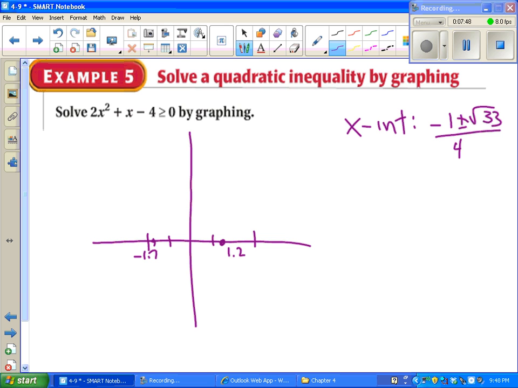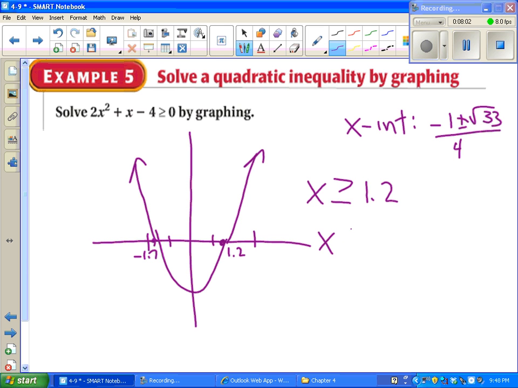We also know this parabola opens up, so I don't actually care about where the vertex is this time, since I just want to know where this whole parabola is positive. And it looks like it's positive whenever x is bigger than 1.2, or when x is less than or equal to -1.7. So we don't need to know exactly where the vertex is to do this, because we only care what's happening right around the x-axis. That's it.